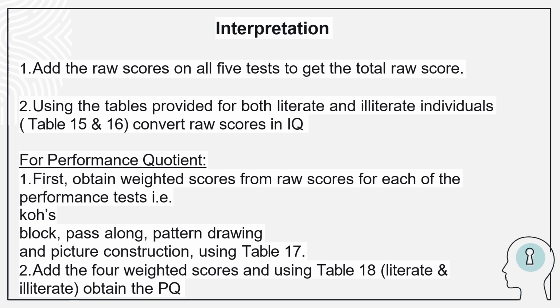For performance quotient, first obtain weighted scores from raw scores for each of the performance tests, that is, score all the 5 tests, and add the 4 weighted scores using table 18, literate and illiterate, to obtain the PQ.